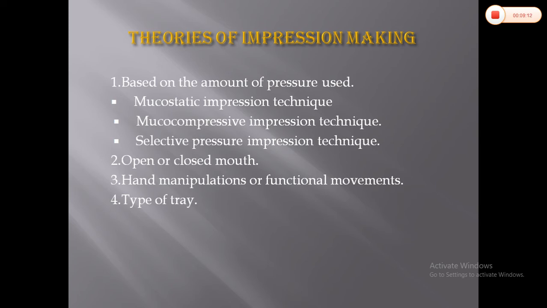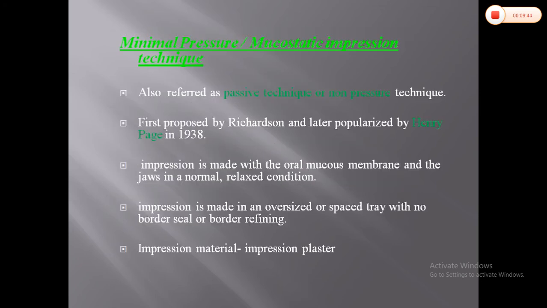Now, theories of impression making of complete denture based on the amount of pressure. There are four types. Based on the amount of pressure or tissue displacement, it can be mucostatic theory, mucocompressive theory, or selective pressure theory. Two, whether it's open mouth or closed mouth technique. Three, based on manipulations, whether it's hand manipulated or by functional movements of the patient himself. Fourth is based on the type of tray you use. I'll just give you a simple idea of what these techniques are. That's enough for your second year.